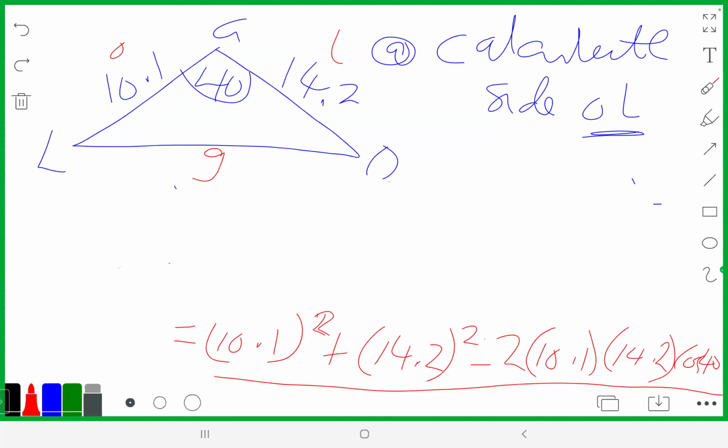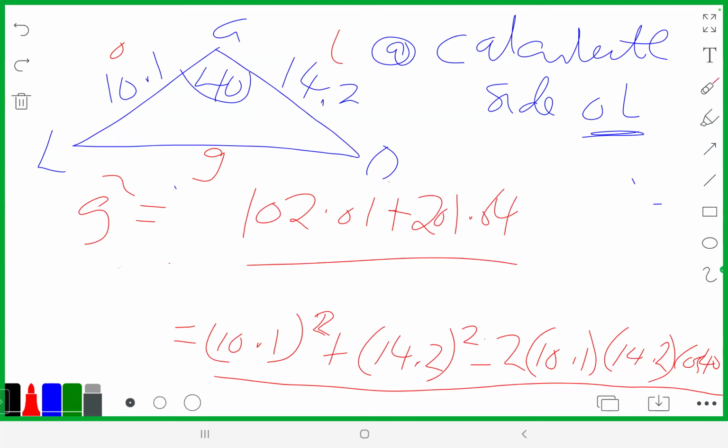10.1 squared is what? 102.01. Okay, 102.01 plus what is 14.2 squared? 201.64. Okay, you can add these two first.